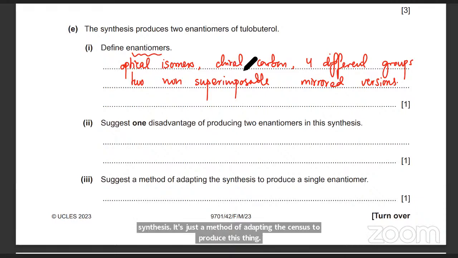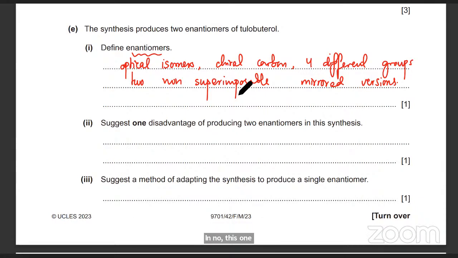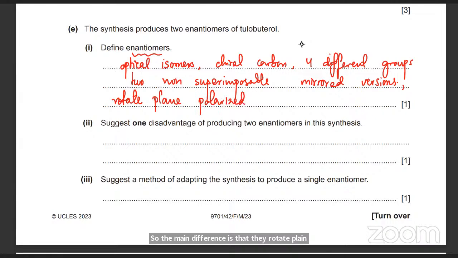I have a doubt about this, that maybe they're looking for the property that enantiomers rotate plane polarized monochromatic light in opposite directions. So we can write the whole thing because we're not sure what exactly they are looking for. So the main difference is that they rotate plane polarized monochromatic light.